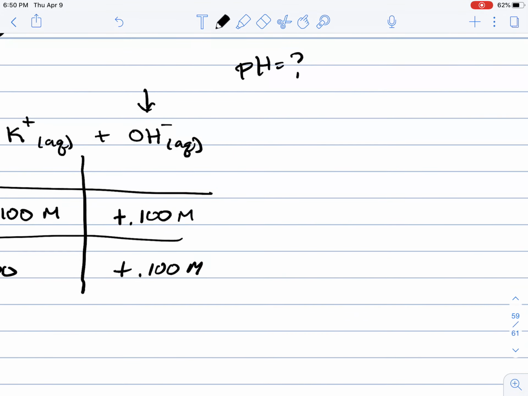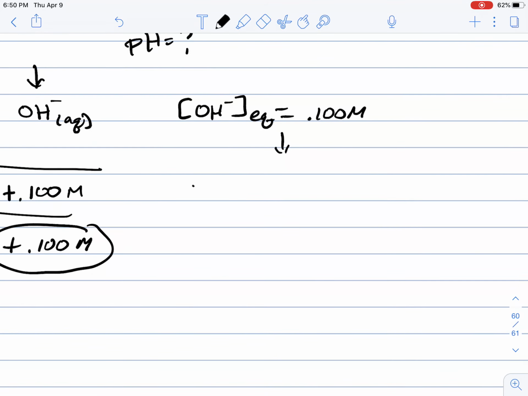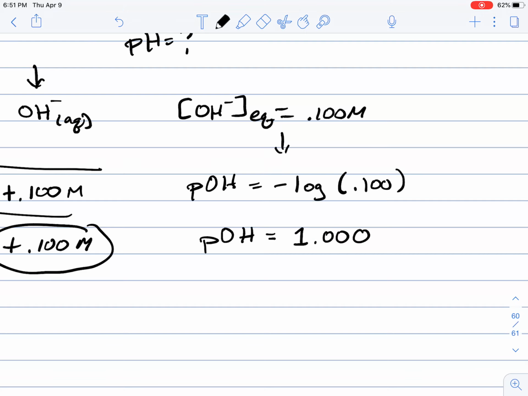All right, so that tells me that if I have an equilibrium concentration of hydroxide of 0.100 molar, then I can go ahead and take the pOH of this value by taking the negative log of it. And so if you take the negative log of 0.1, you're going to get 1.000. So that's my pOH.